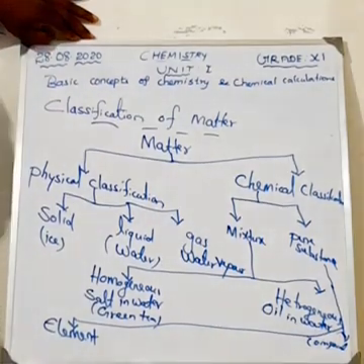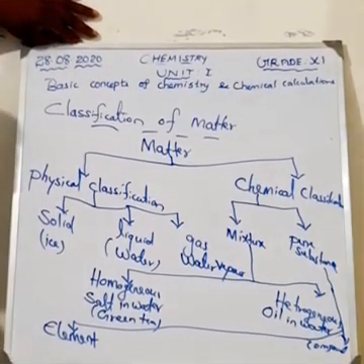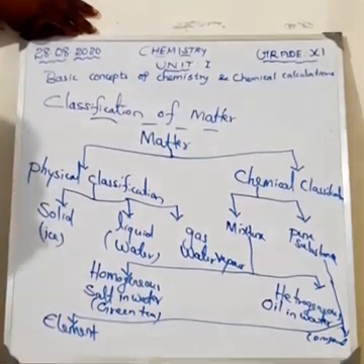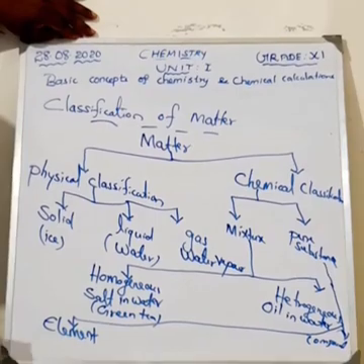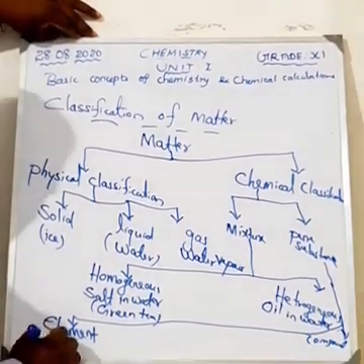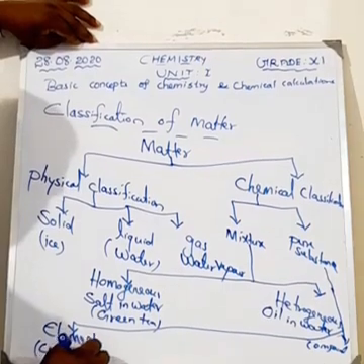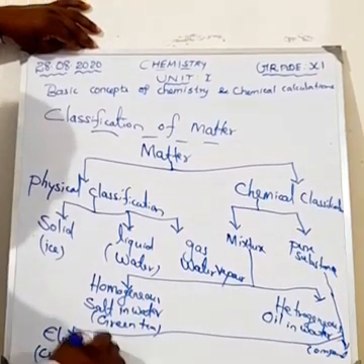What is an element? An element consists of only one type of atom. For example, can you see one element? Copper, Cu; gold, Au; silver, Ag. These are all elements.